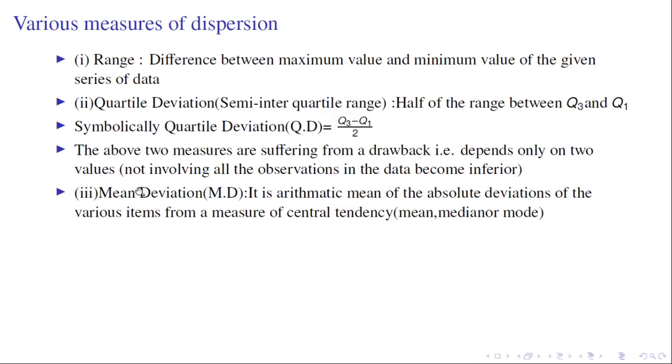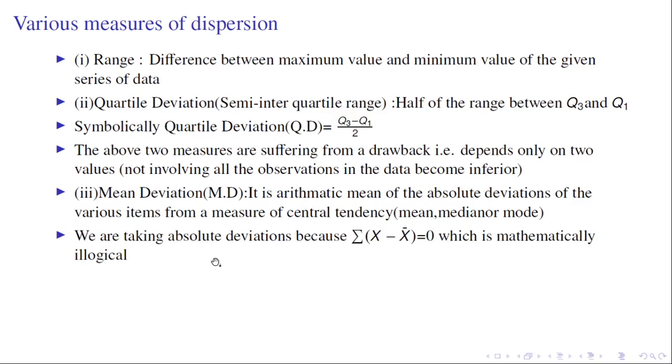Next measure of dispersion is mean deviation. We already defined deviation. It is the arithmetic mean of the absolute deviations of the various items from a measure of central tendency. The deviation from which the mean deviation is calculated may be mean, median or mode. If we calculate from the mean, it is called mean deviation from mean, then mean deviation from median, mean deviation from mode. We can calculate mean deviation from an arbitrary value also.